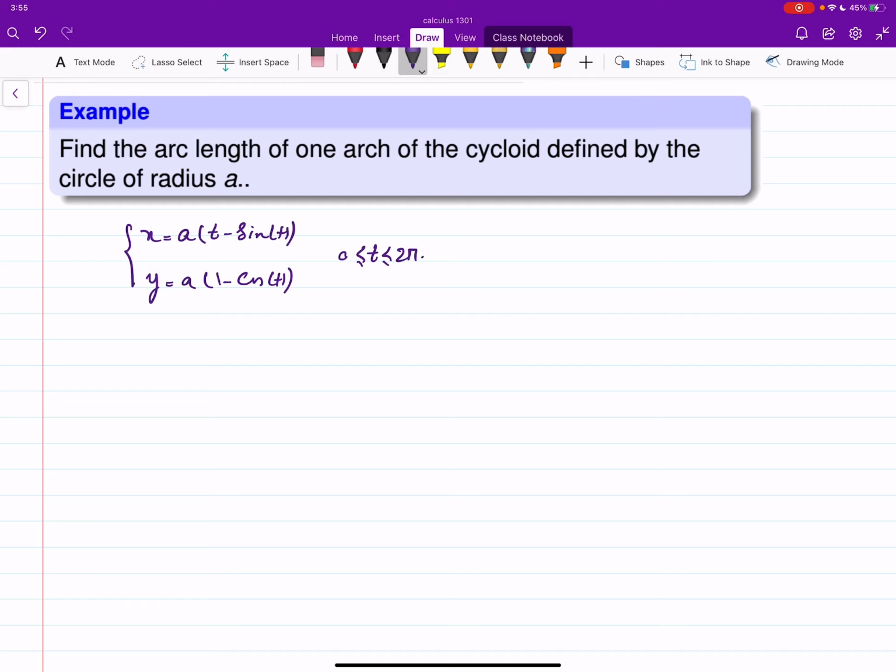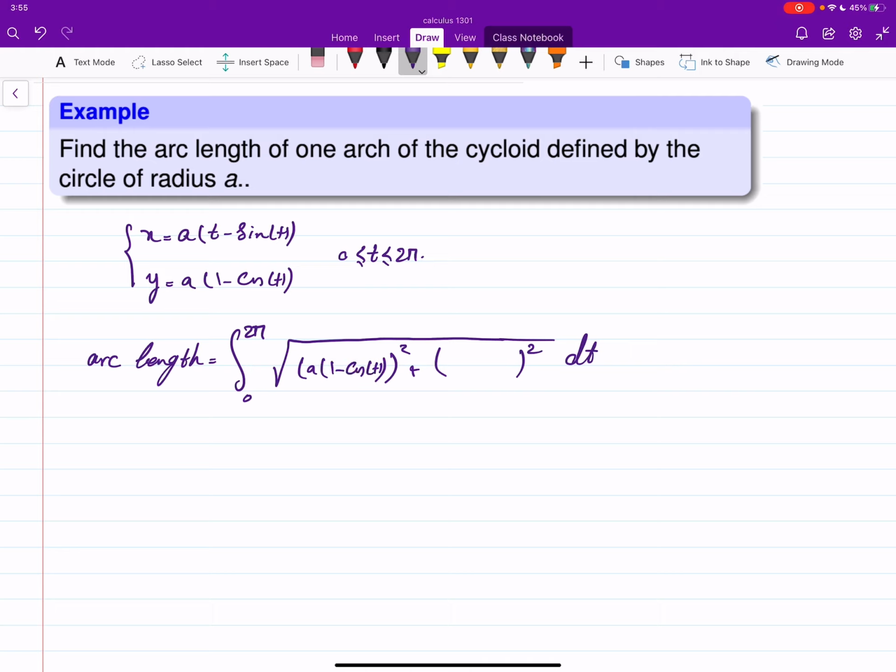So then the arc length is given by the integral from 0 to 2 pi of the square root of the derivative of x squared plus the derivative of y squared, then dt. The derivative of x is a times 1 minus cosine t. And the derivative of y is a times, the derivative of minus cosine is just sine t.